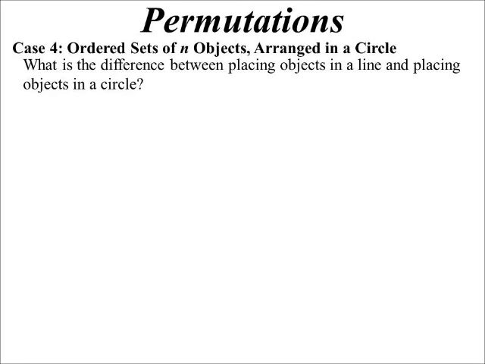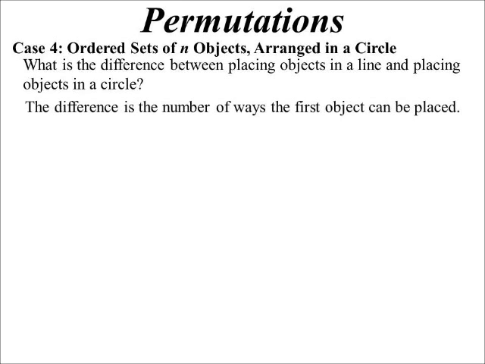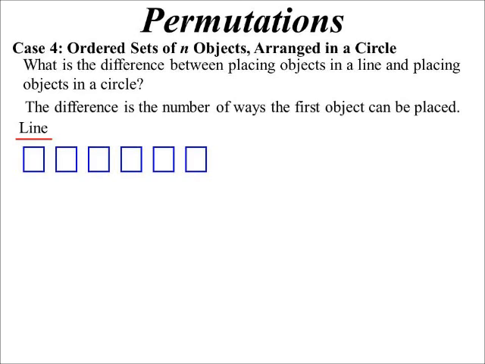The last case that we look at in permutations, instead of arranging objects in a line, we're going to arrange them in a circle. So how does that change the problem? What's the difference between placing an object in a line and placing it in a circle? The difference comes down to how many ways you can place the first object. Just for the sake of this example, we've got 6 objects we're going to arrange in a line.